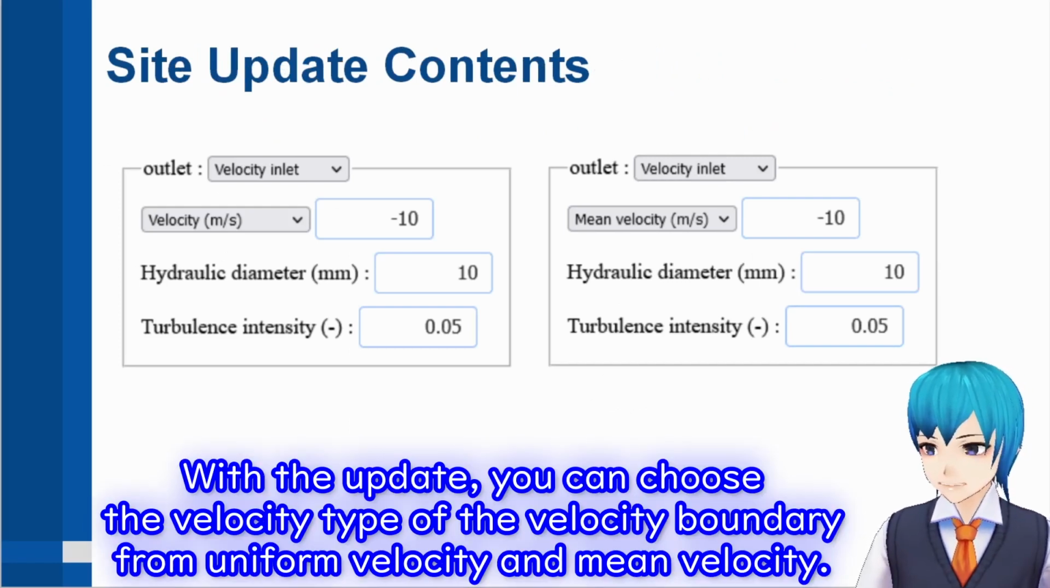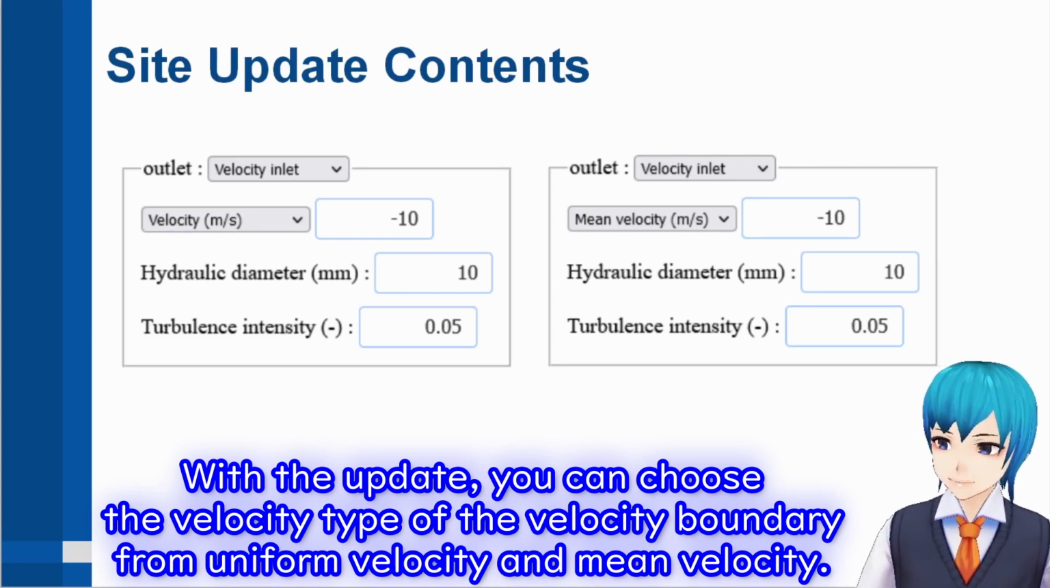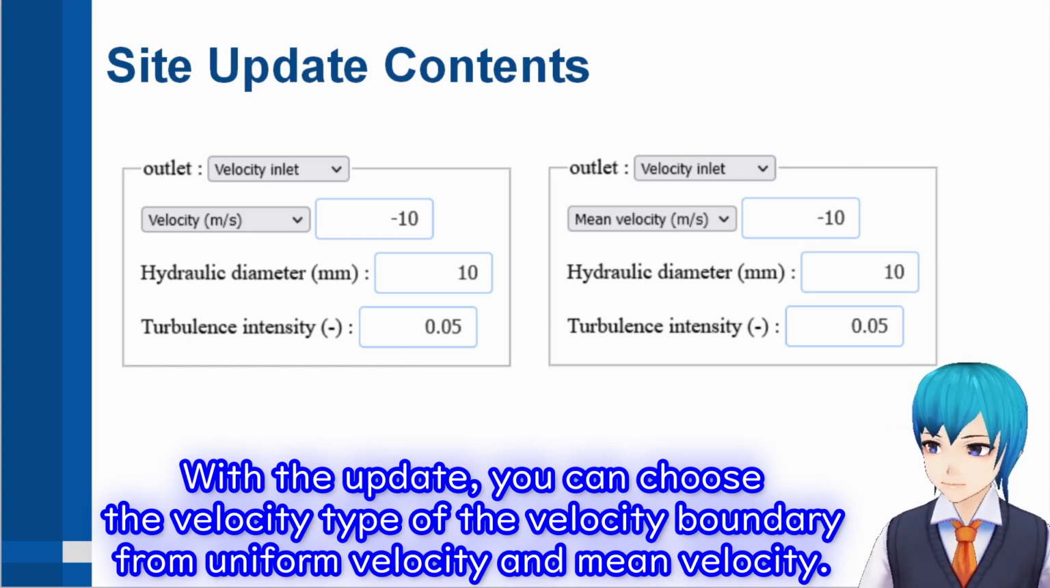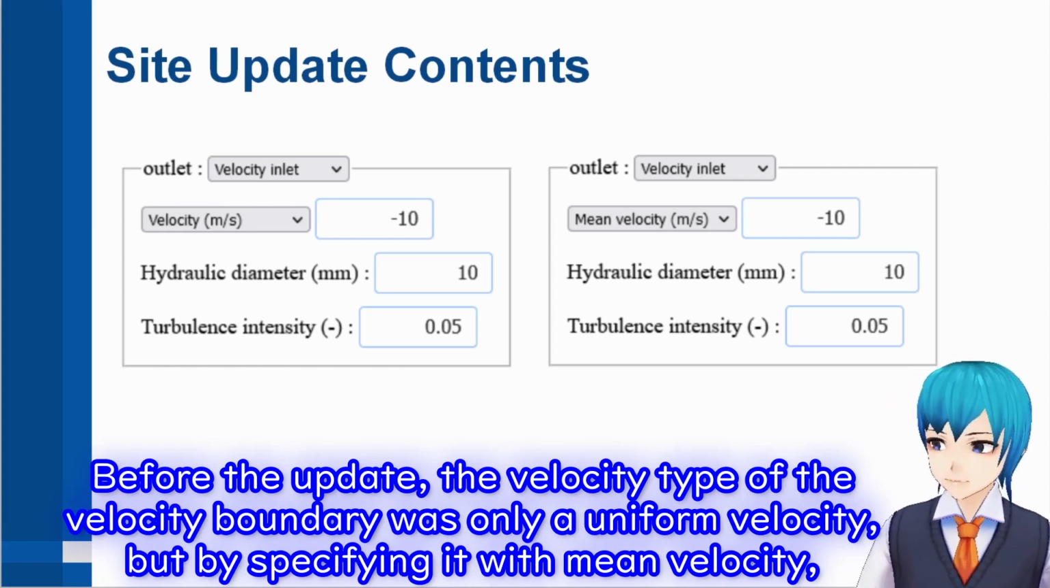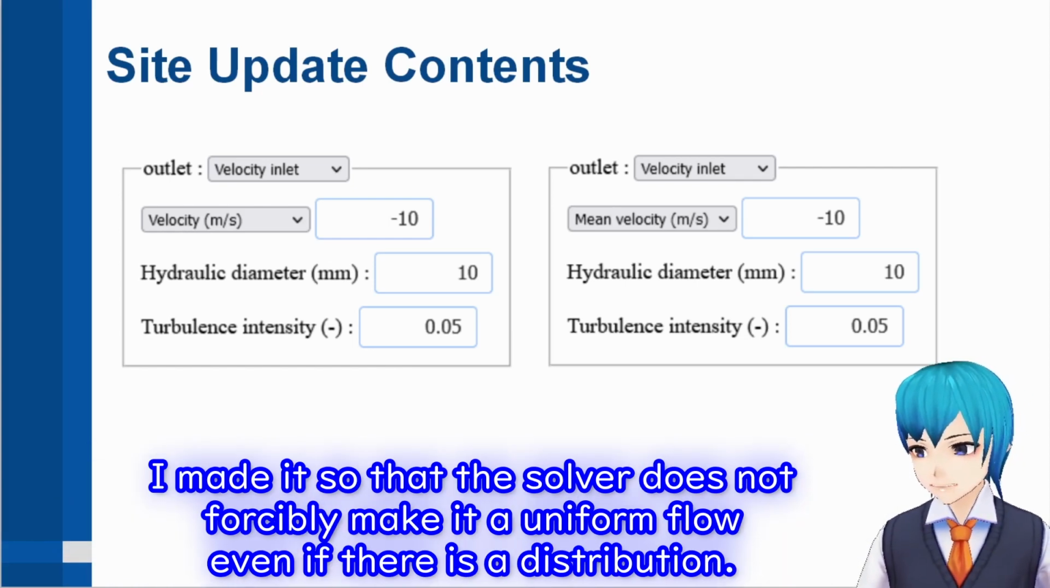With the update, you can choose the velocity type of the velocity boundary from uniform velocity and mean velocity. Before the update, the velocity type of the velocity boundary was only uniform velocity, but by specifying it with mean velocity, I made it so that the solver does not forcibly make it a uniform flow even if there is a distribution.